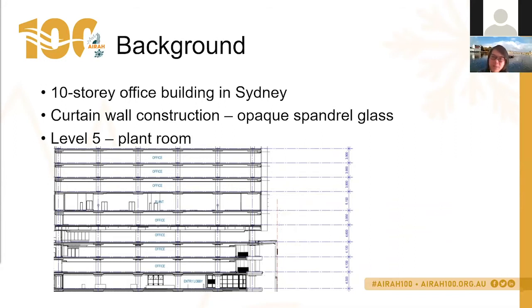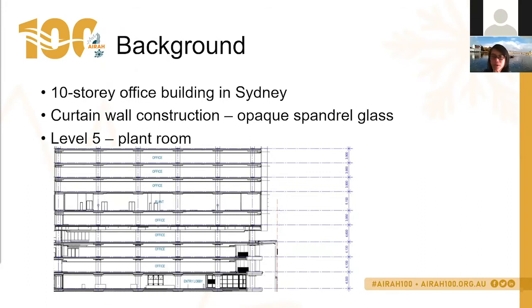So the case study that we're looking at here is a 10-story office building in Sydney. It is a curtain wall construction, and the spandrel panel component is opaque glass. On level 5, we have a plant room there. Now, the important thing to note about plant rooms when you're determining compliance is to determine if you're considering the plant room as a conditioned or non-conditioned space. So if your plant room sometimes forms the return air plenum, or if it's the mixed air plenum, you might be able to say that that is a conditioned space.